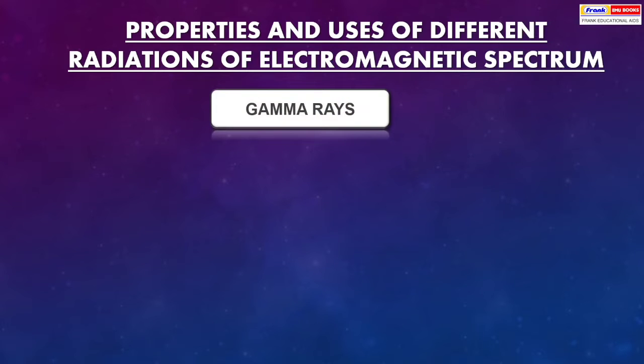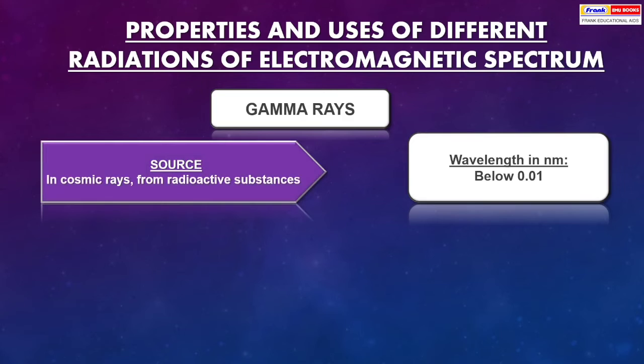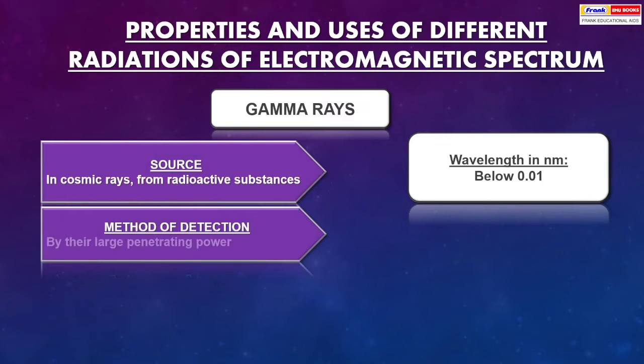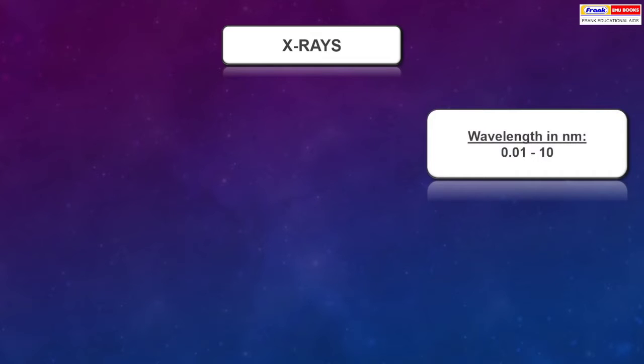Gamma rays, wavelength below 0.01 nanometer. Source: cosmic rays, radioactive substances. Method of detection: by their large penetrating power. Uses: used in medical science to kill cancer cells, that is radiotherapy. To check welding.